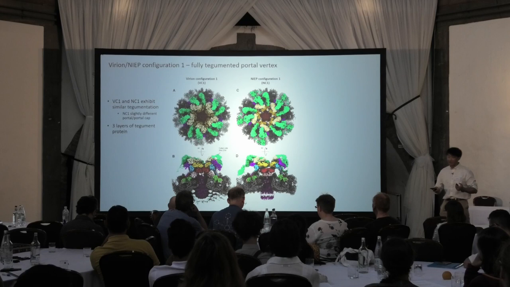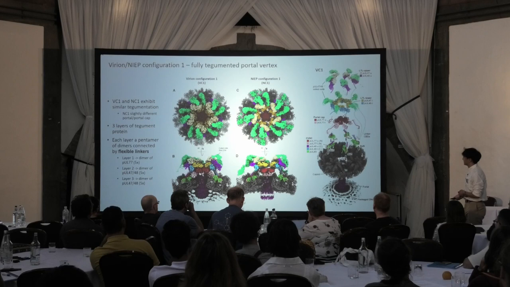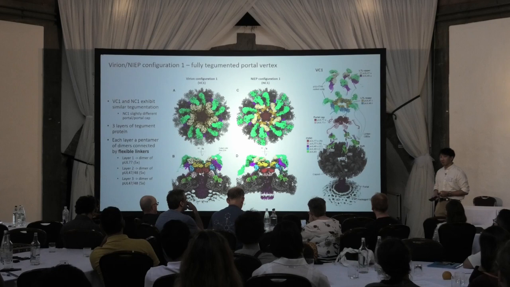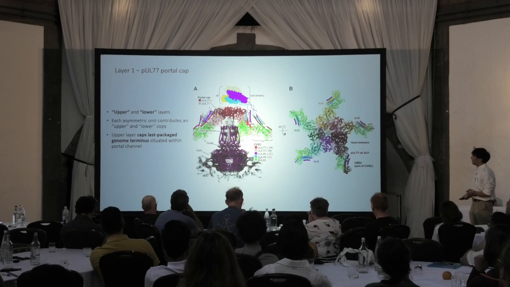And organizationally, the entire structure can be broken down into three layers of tegument protein. We have layer 1, again, that's the portal cap. Everything is a pentamer of dimers. So layer 1 we have the portal cap, and then we have the second and third layers, which are these dimers of pUL47 and pUL48, which are two of the largest tegument proteins in the herpesvirus genome. So looking very quickly at layer 1, which is the portal cap, this itself is split into an upper layer and a lower layer.